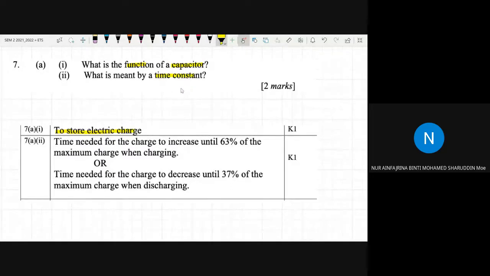The time constant has two definitions, one for charging and one for discharging. For charging, it is the time needed for the charge to increase until 63% of its maximum charge. For discharging, it is the time needed for the charge to decrease to 37% of the maximum charge. So if the question asks what is meant by time constant, just choose one of them and write it.